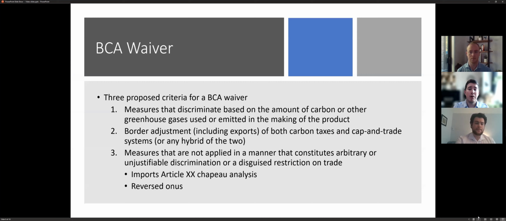We also considered the possibility of a waiver by the WTO membership that would enable otherwise non-compliant measures to nevertheless be compatible with WTO rules, and a waiver would not change the delicate balance that's developed over the key trade law concepts like most favored nation principle and national treatment. And we ended up coming up with three possible criteria that could be used to set the scope of a border carbon adjustment waiver.